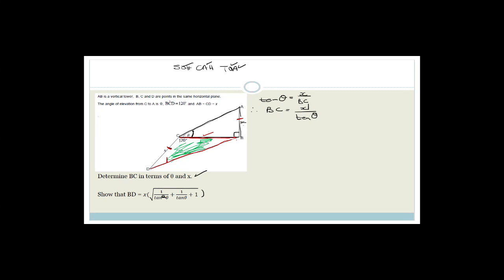You know what I'm going to do? I'm going to challenge you. I'm going to leave the second part of this question for you guys to try for homework, or for a challenge. Then we'll start with this in the next lesson, which will be tomorrow. We're going to carry on with this 2D and 3D trig, and we're going to start with this question, and then we're going to move on. So please, if you've got a chance, try this question, just the second part. It says show that BD is equal to x multiplied by the square root of 1 over tan squared theta plus 1 over tan theta plus 1. Try it at home for yourself, and then I will go through it with you guys tomorrow.